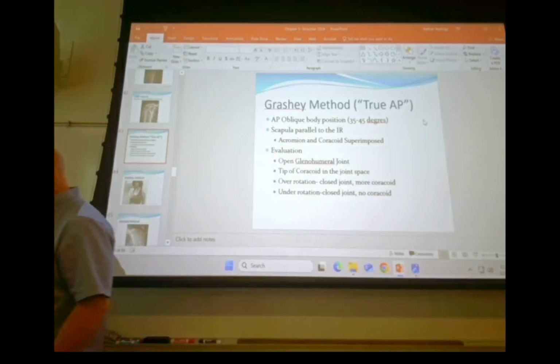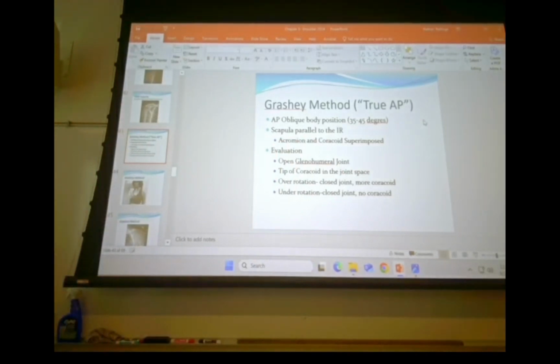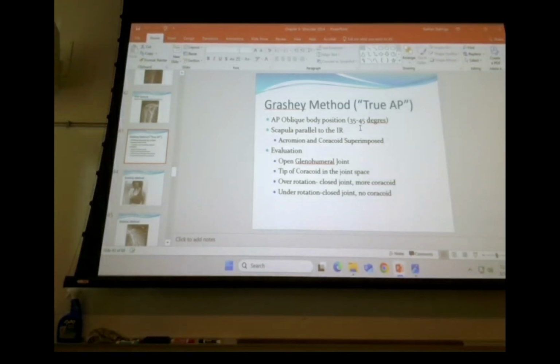Some hospitals, I hear, use that as their AP, so they would externally rotate and use that as AP. So your degree of obliquity is going to be 35 to 45 degrees. The purpose is to try to put the scapula parallel to the image receptor. And you would have a tendency to think, well, okay, if the scapula is parallel to the image receptor, then that's what we would use for an AP of the scapula.